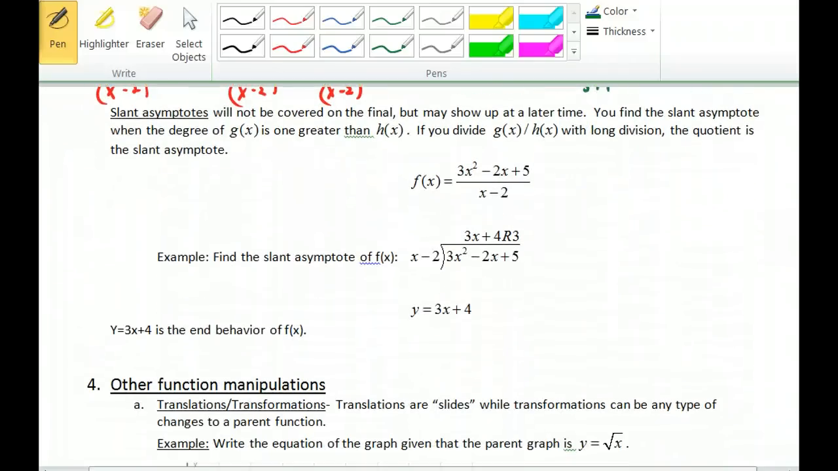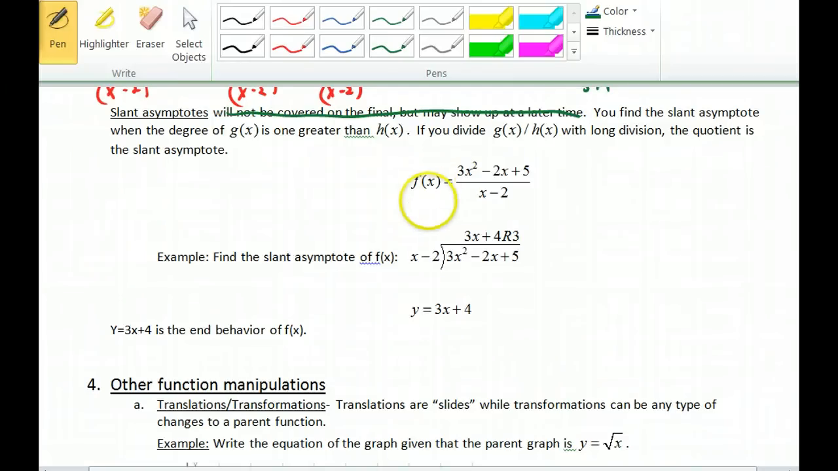Slant asymptotes. This says it won't be covered on the final. I'm going to cross that off. That definitely may be covered on the final. You will find the slant asymptote when the degree of g of x is 1 greater than h of x. And so when you divide this with long division, the quotient is the slant asymptote without the remainder part.